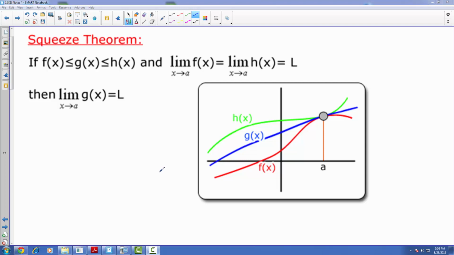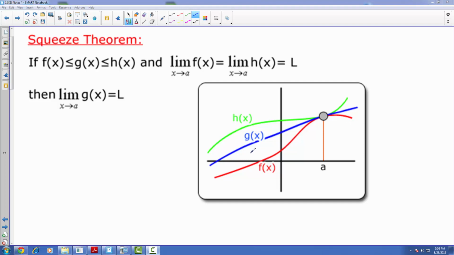Here we are at the squeeze theorem from our 1.3 number 2 set of notes. Now here is again the formal definition for the squeeze theorem, but let's go ahead and just look at the graph and see what that is representing and showing us. As you can see, we have g of x in between this function f of x and h of x throughout the entire time. In other words, g of x is not above h of x or below f of x. It doesn't really deviate from that.